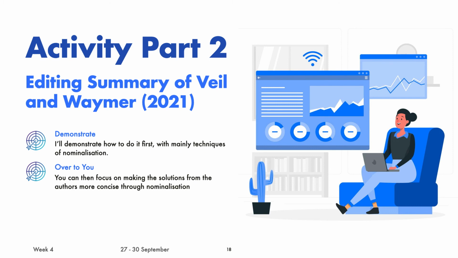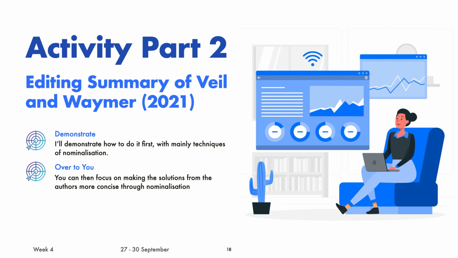And the second activity, which is going to happen on Thursday, would be easier on me because I'm not going to think of new activities, but I will ask you to take out your summary writing of Vale and Weymouth's article on cancel culture in university campuses. So how you are going to make your text more concise through nominalization. So I will first demonstrate how you can do it.